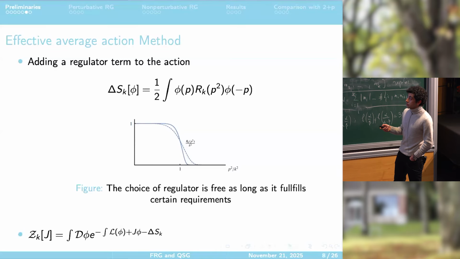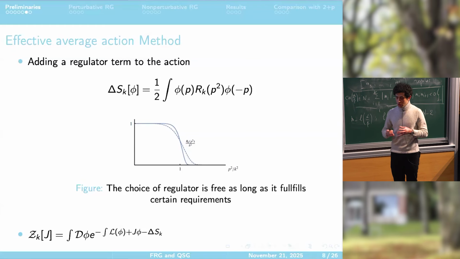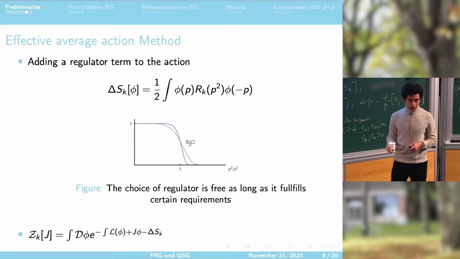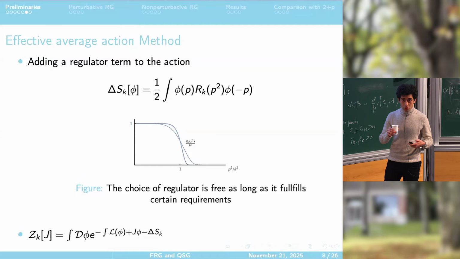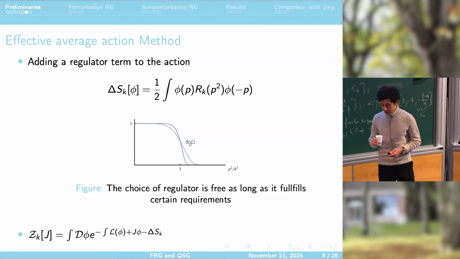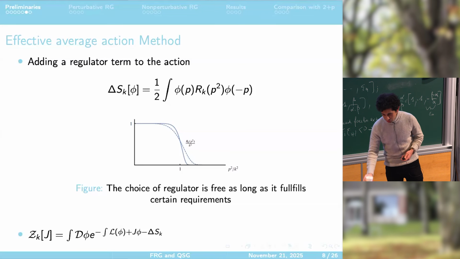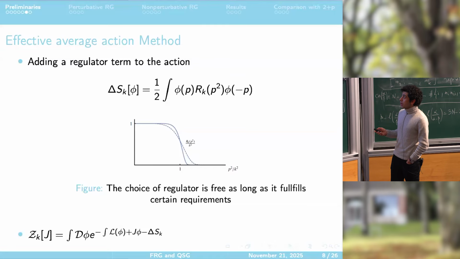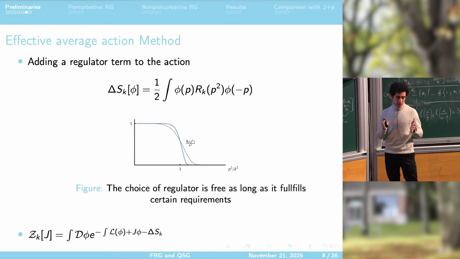So next is the method that we are using, which is functional renormalization group. In functional renormalization group, our aim is to interpolate from the microscopic action to the macroscopic action. So we start at some UV limit, and then we want to construct the effective action in the infrared limit. And we do that by integrating out high momenta modes step by step.